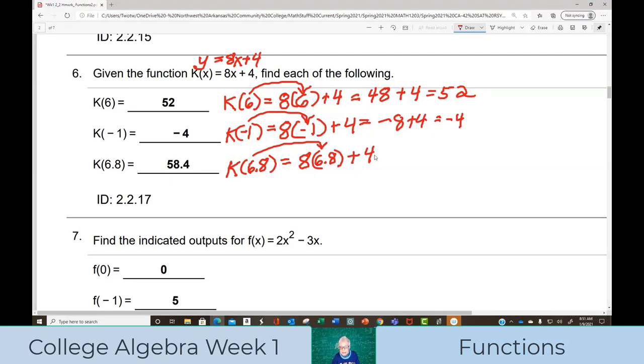8 times 8 is 64. It's time. Let's do it. All right, where is my calculator? There it is.